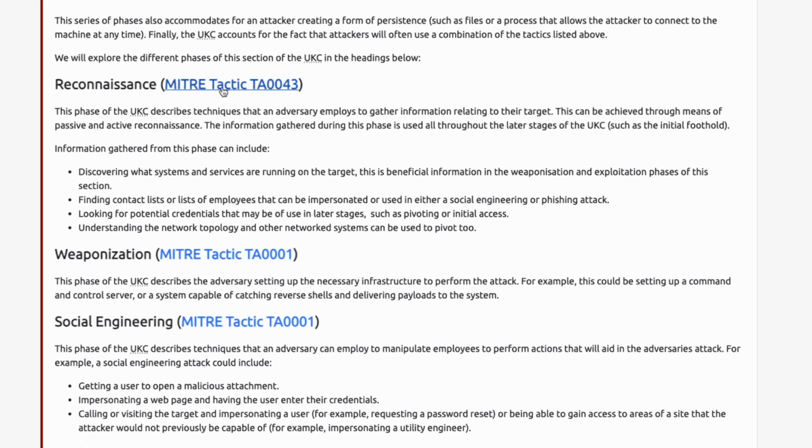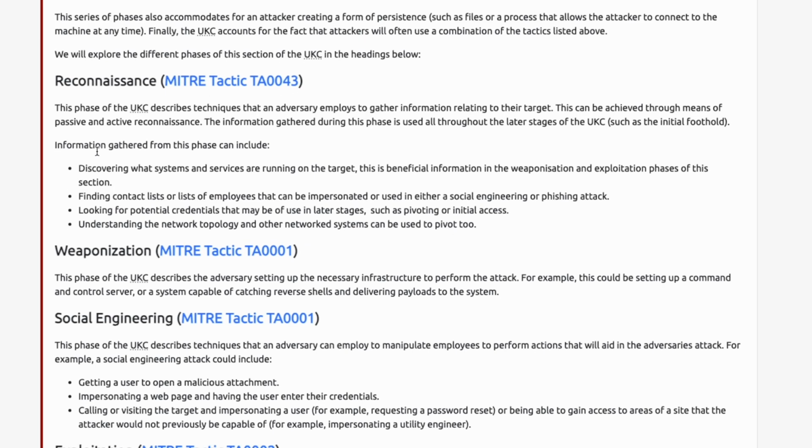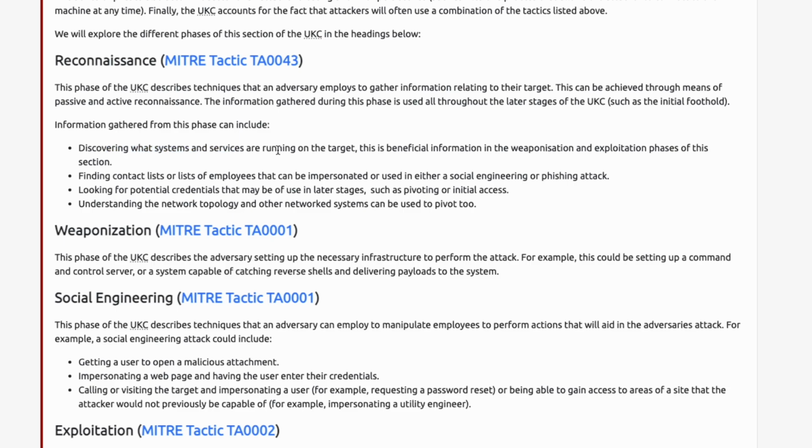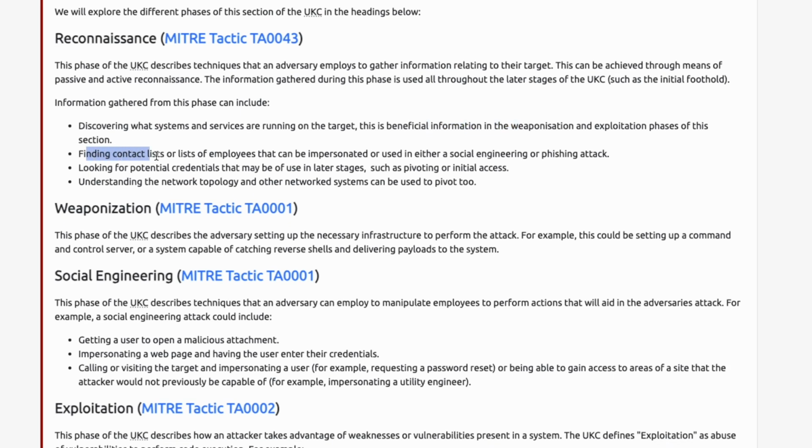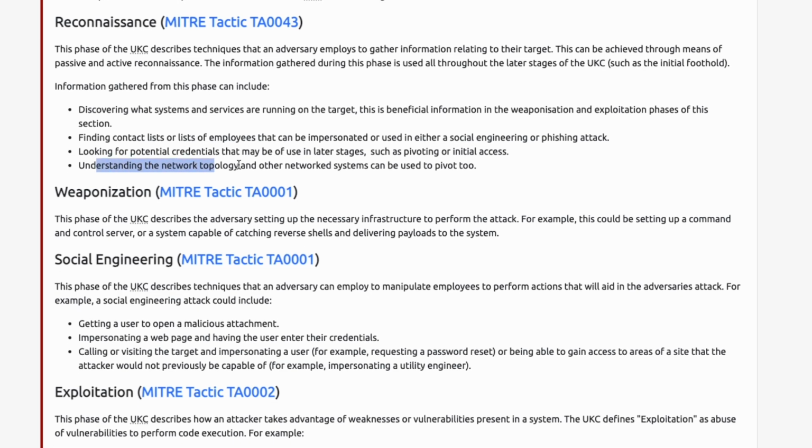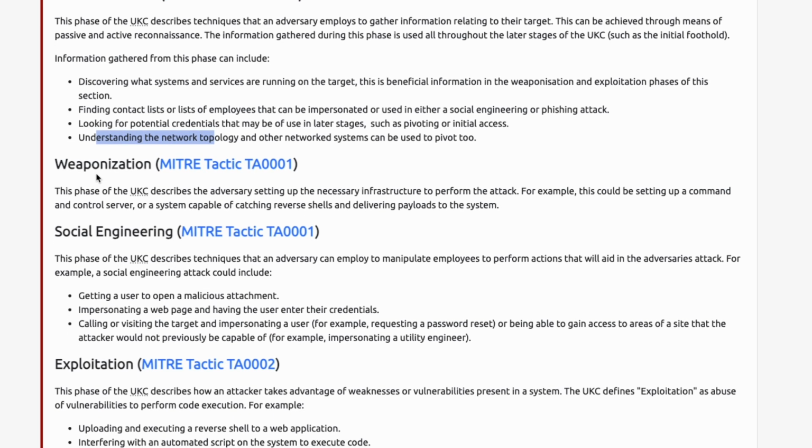So recon, MITRE tactic TA0043, can be discovering what systems and services are running on the target. This information is very useful in weaponization and exploitation: finding contact lists or lists of employees that can be impersonated or manipulated, looking for potential credentials that could be of use in later stages for pivoting or initial access, and understanding the network topology and other network systems that can be used to pivot to.